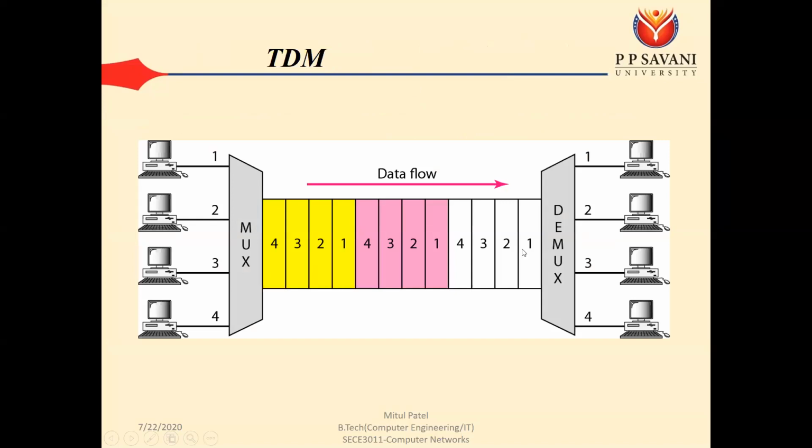So we can see here that your link is divided into various time slots, and each time slot is allocated to one of the devices. Okay, so first one will use the first slot, then second will use, third will use, fourth will use. Then again starting from the beginning, 1 2 3 4, 1 2 3 4, like that. This is known as time division multiplexing, that our channel or our link is divided into various time units, and each time unit is allocated to particular devices.